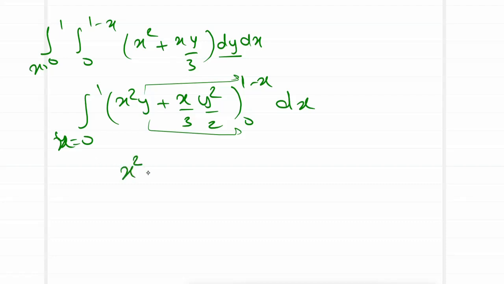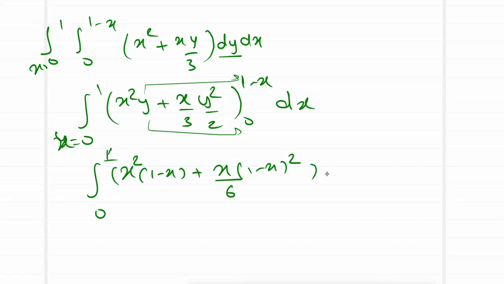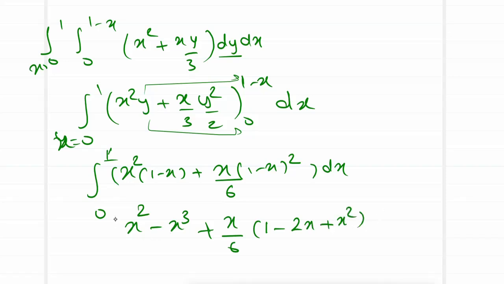So it is x squared into 1 minus x plus x divided by 2 times 3, which is 6, into 1 minus x the whole square, between the limits 0 to 1. Let us integrate it with respect to dx. Expanded, this is going to be x squared minus x cubed plus x by 6. This is of the format a minus b the whole square, so it is 1 minus 2x plus x squared. Now this has to be integrated with respect to x between the limits 0 to 1.